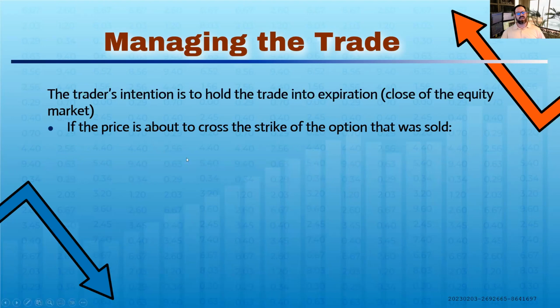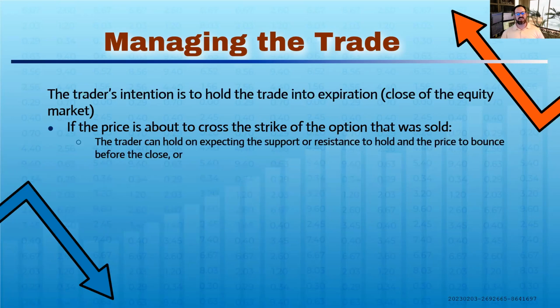So here's the thing. If price is going to cross the strike of the option that's sold, that's where the loss starts to come in. The trader has a couple of choices. They can hold on expecting the zone to hold, the support resistance might bounce and you're okay. Or they can roll the position.